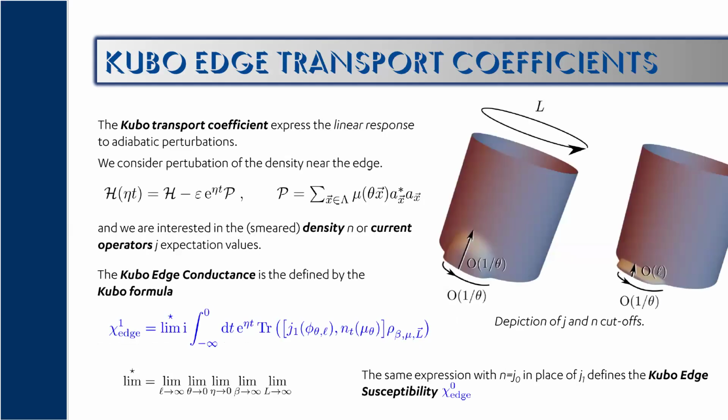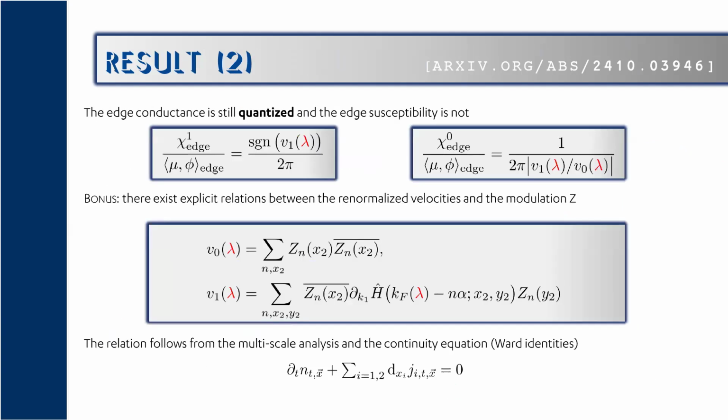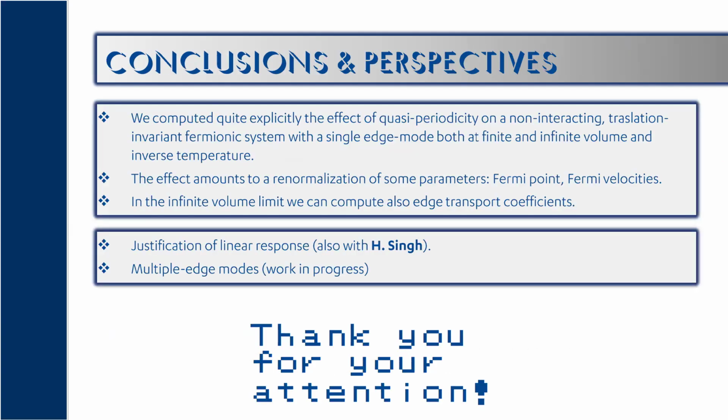So I just want to add that with the two-point function, we can also compute the transport coefficients and get that in the end the conductance is quantized while the susceptibility is not. And I will end here, and I thank you for your attention. And please ask me questions to expand on whatever may interest you.